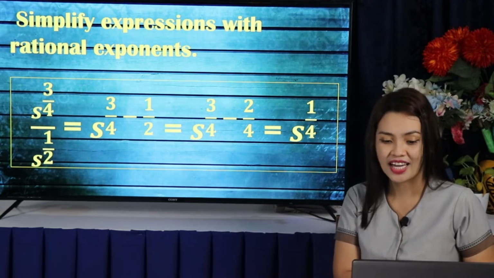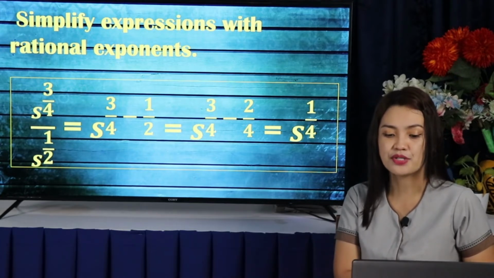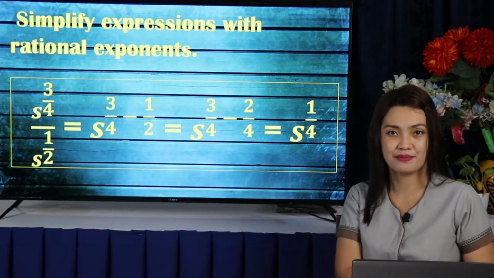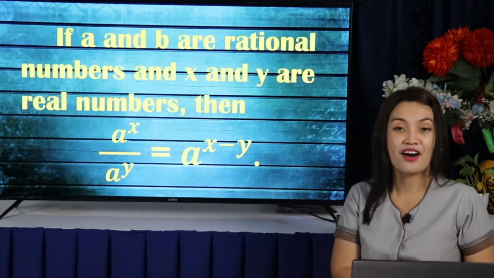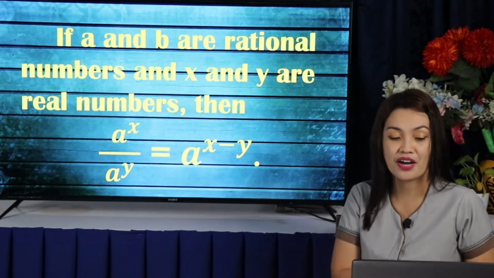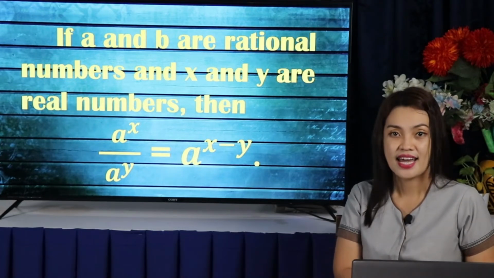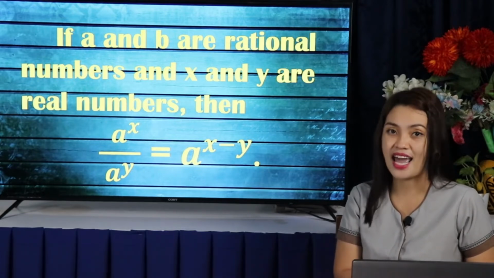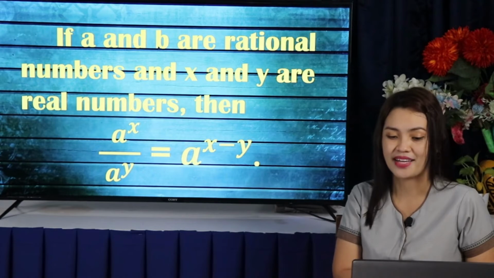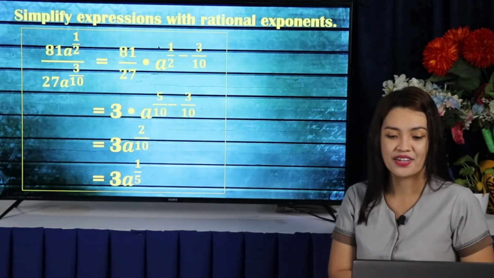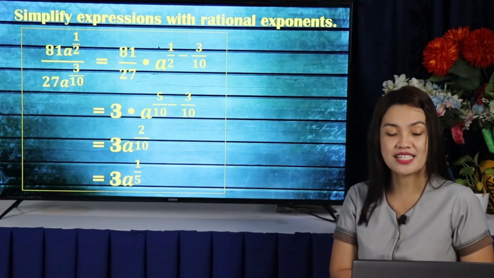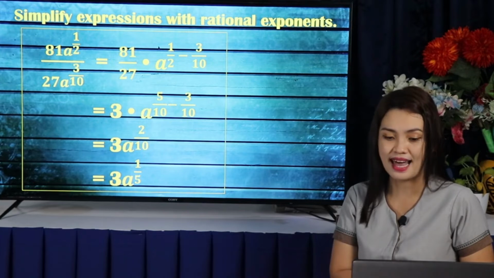Again, always check if the resulting exponent can be reduced to lowest term. 1/4 is already in its lowest term. Remember, if a and b are rational numbers and x and y are real numbers, then a raised to x over a raised to y equals a raised to x minus y. Let's have another example. Example number 4. 81a raised to the power of 1/2 divided by 27a raised to the power of 3/10.